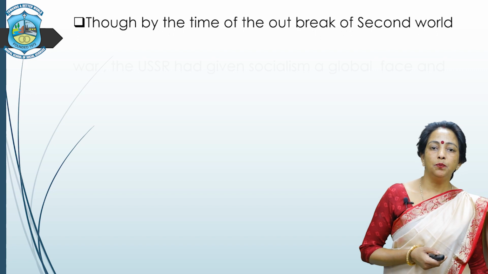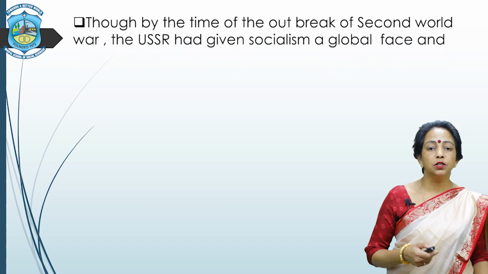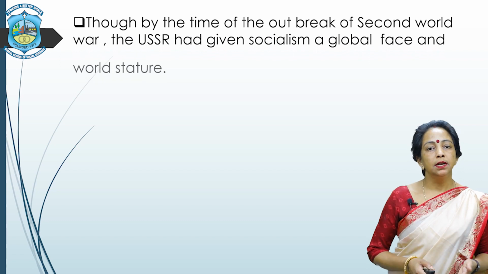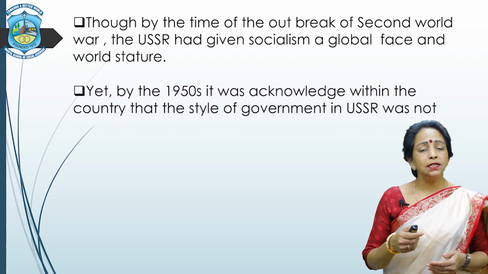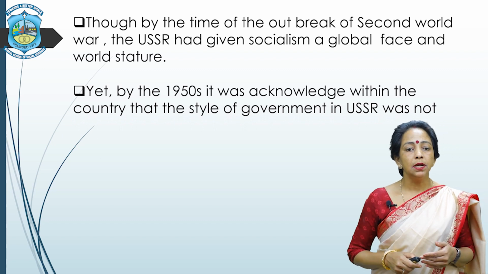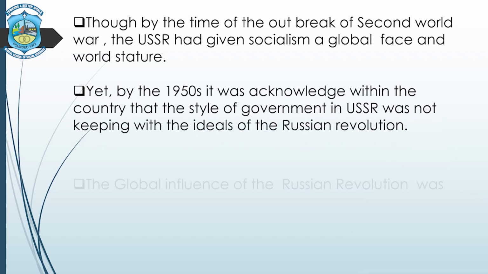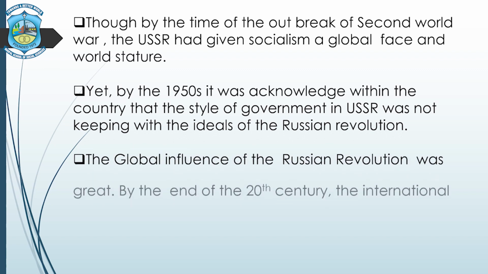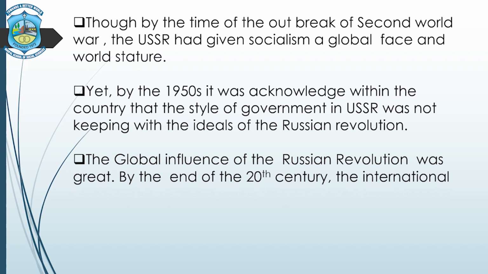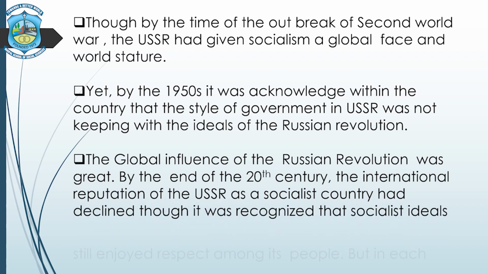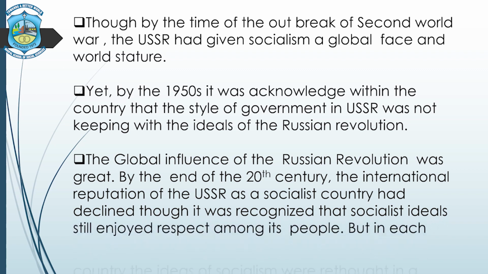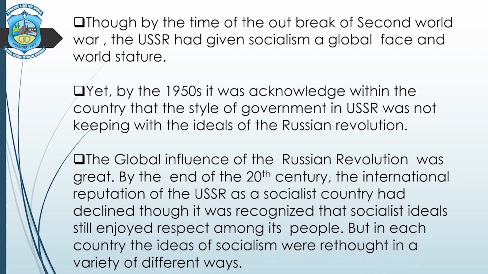By the time of the outbreak of the Second World War, the USSR had given socialism a global face and a world stature. Yet by the 1950s, it was acknowledged within the country that the style of government in the USSR was not in keeping with the ideals of the Russian Revolution. The global influence of the Russian Revolution was great. By the end of the 20th century, the international reputation of the USSR as a socialist country had declined, though it was recognized that socialist ideas still enjoyed respect among its people. But in each country, the ideas of socialism were taught in a variety of different ways.